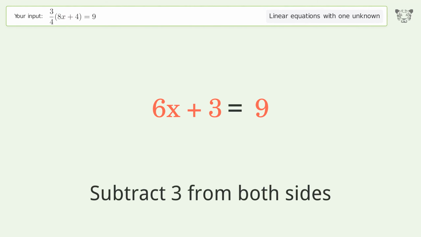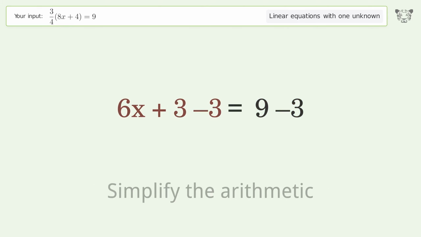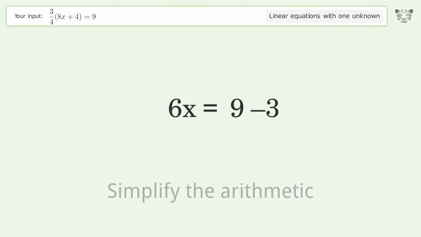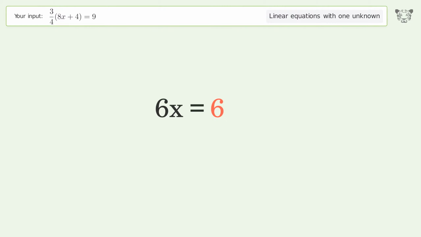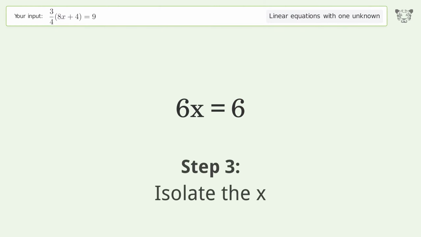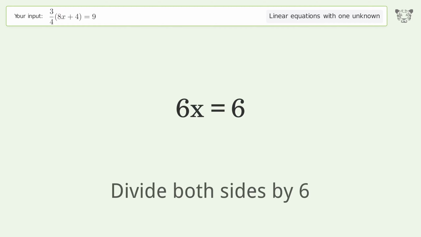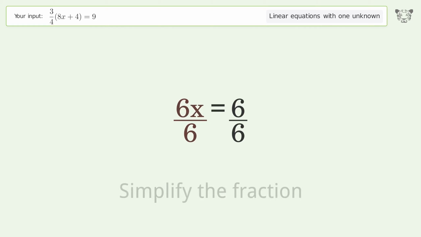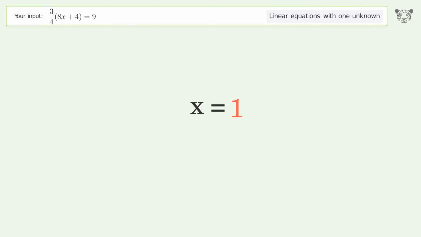Subtract 3 from both sides. Simplify the arithmetic. Isolate the x. Divide both sides by 6. Simplify the fraction. And so the final result is x equals 1.